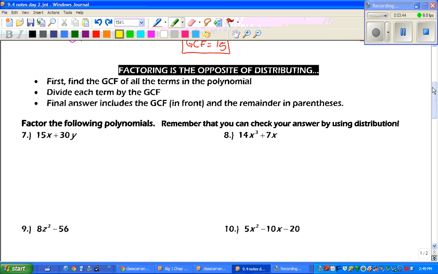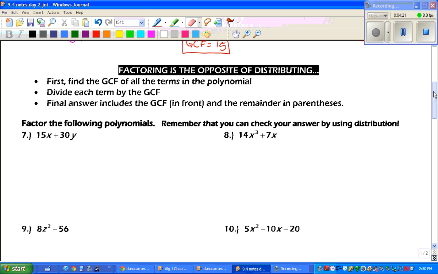Alright, so what we're talking about today is factoring, and factoring is the opposite of distributing. So the first thing we're going to do is find the GCF in all of the terms of the polynomial. We're going to divide each term by the GCF, and then the final answer includes the GCF in front and the remainder in the parentheses. Okay, so let's go through a couple of examples.